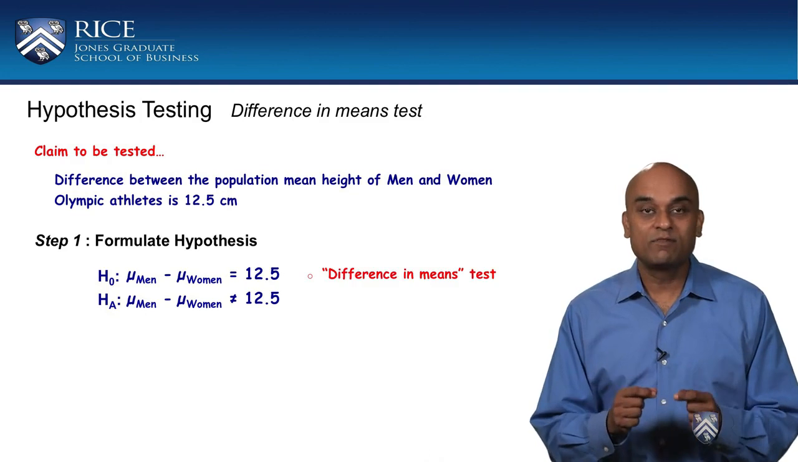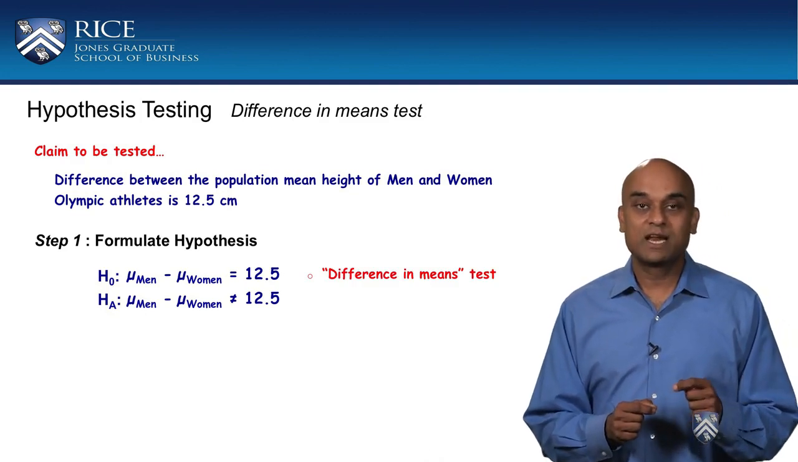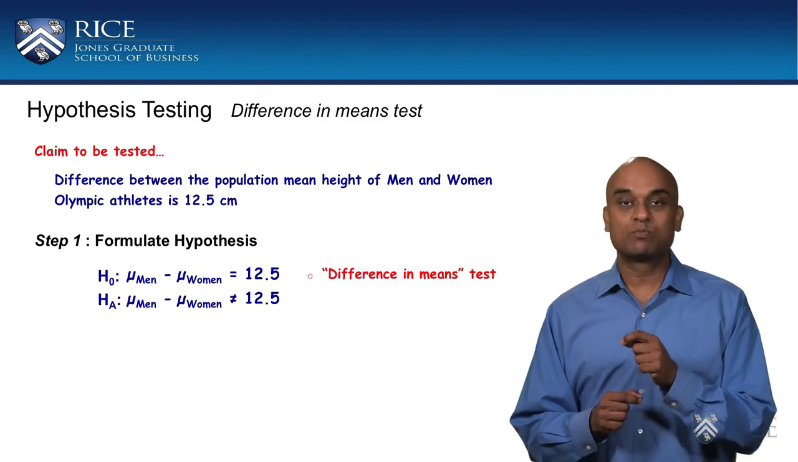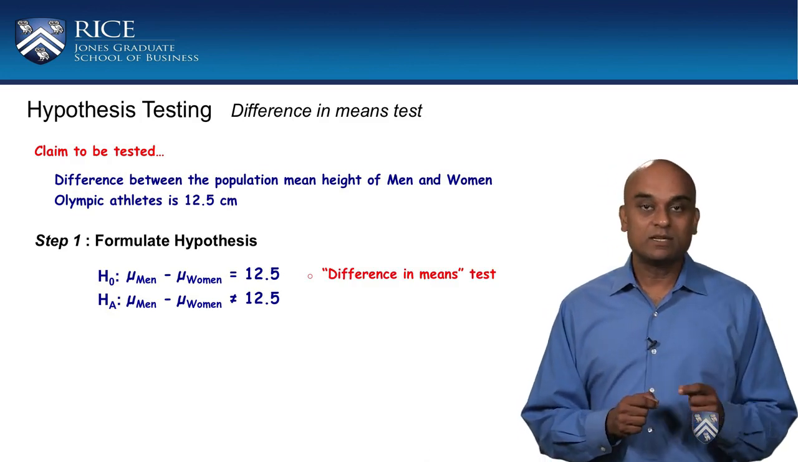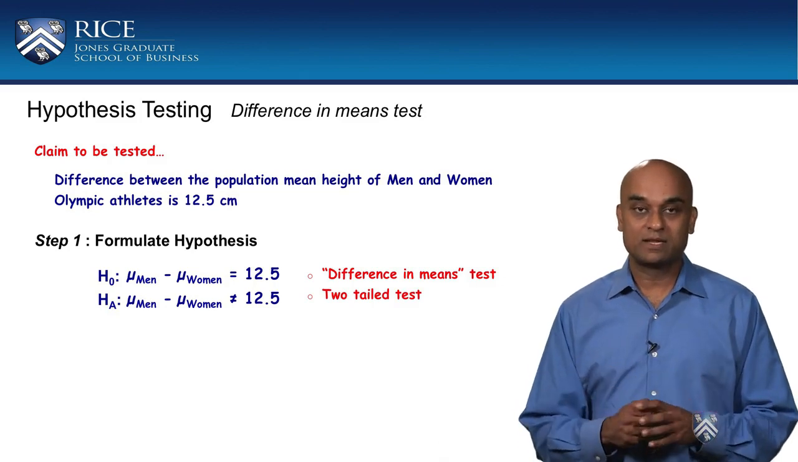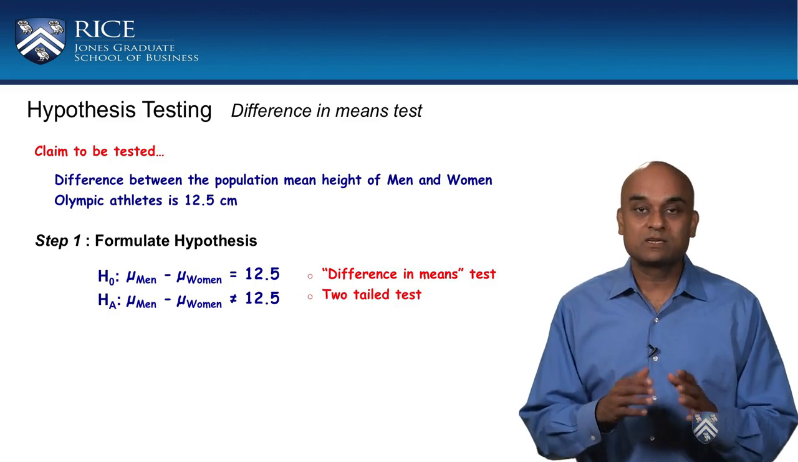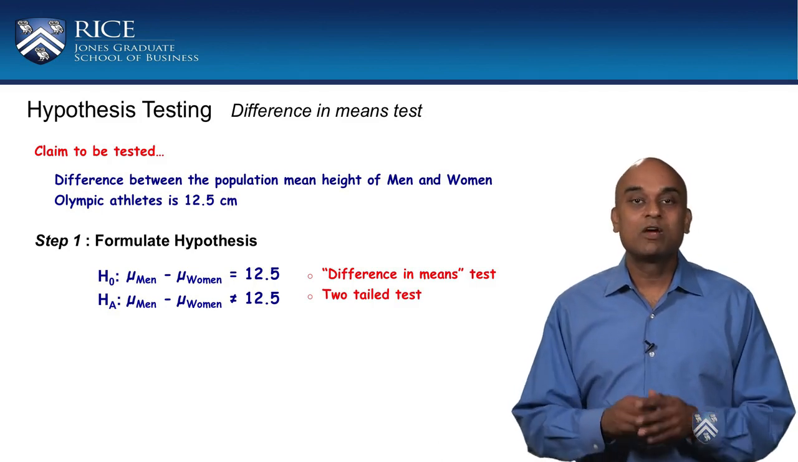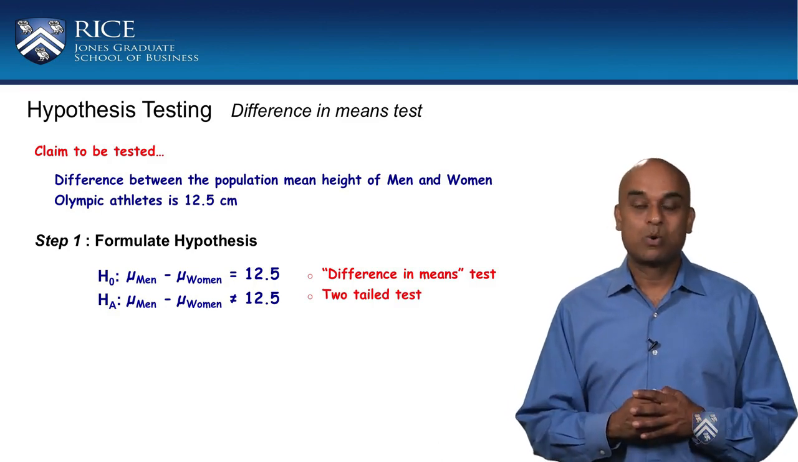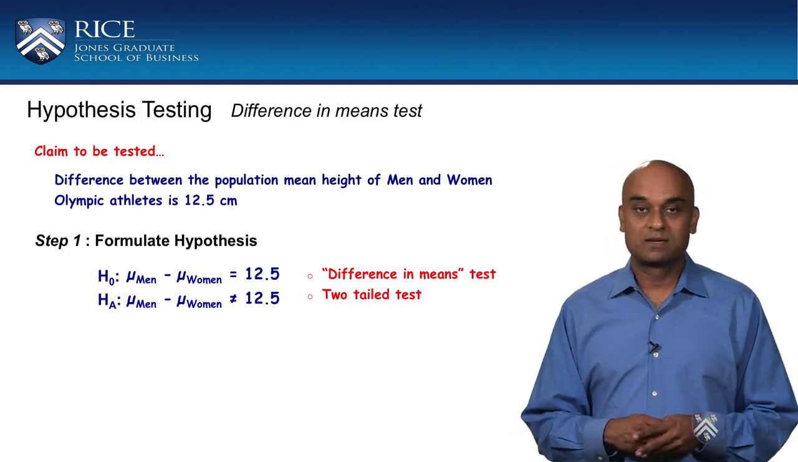This is a difference in means test because we wish to test the claim about the difference in the two population means. Further, this is a two-tailed test because there is an inequality in the alternate hypothesis. Thus, when translated onto a t distribution, the test will have two rejection regions, one on the right and the other on the left hand side.